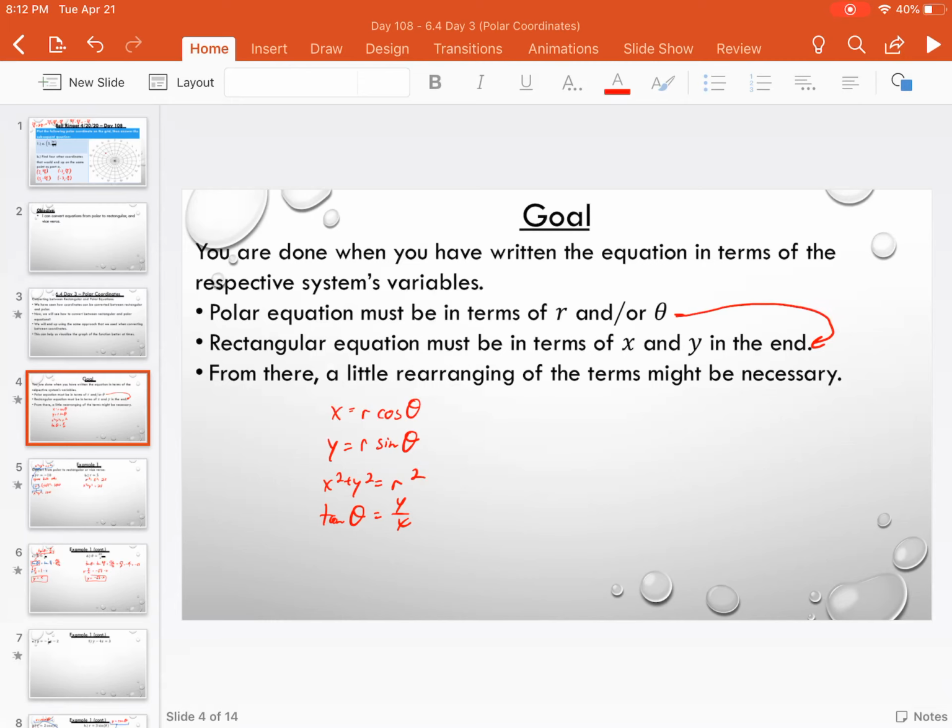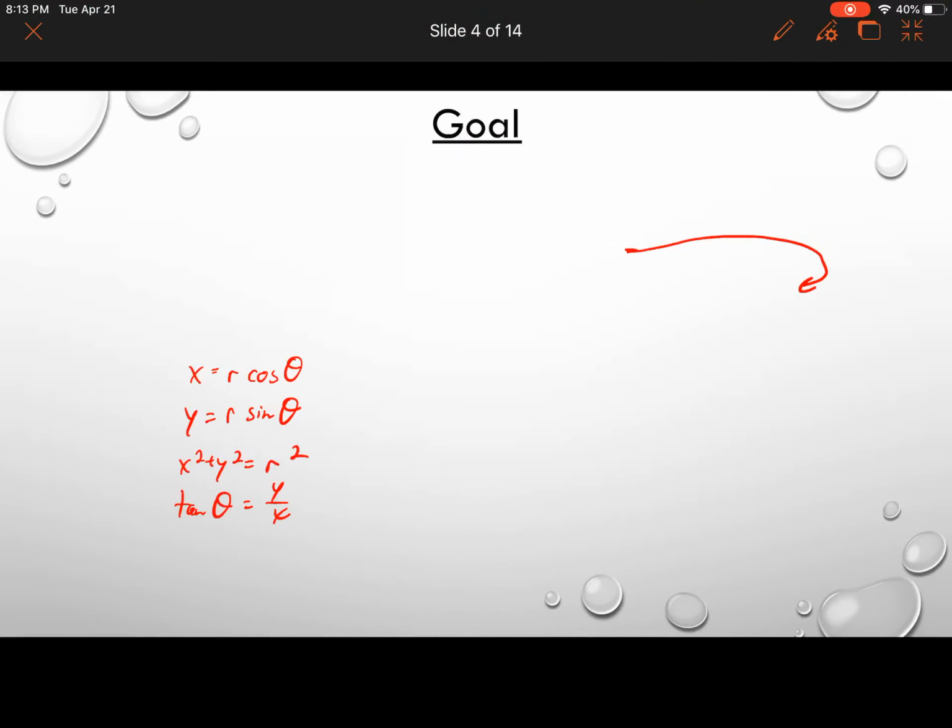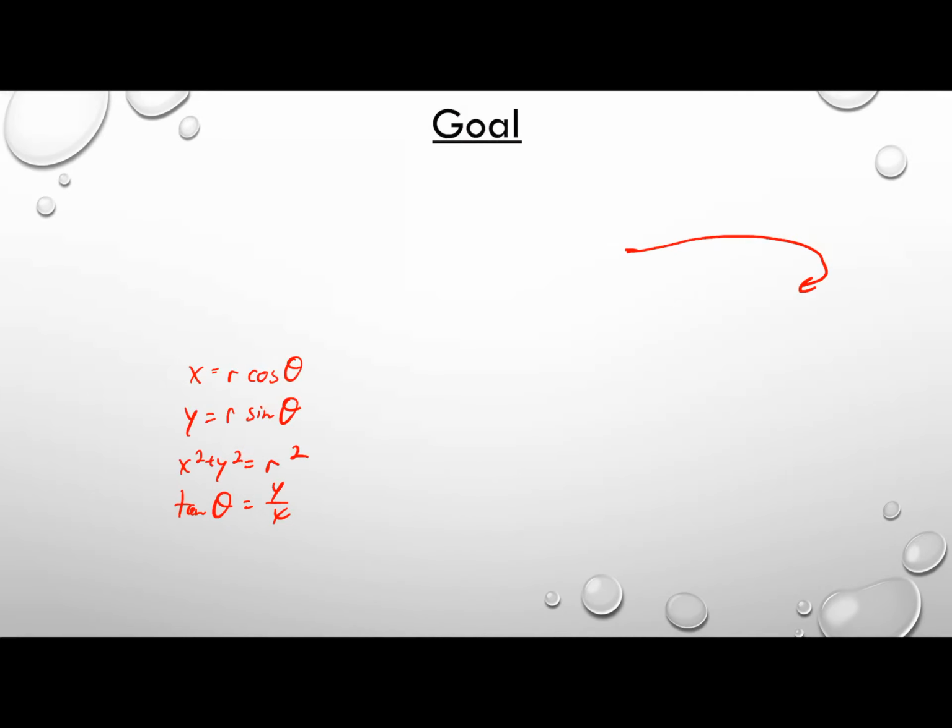In our previous lesson, we were introduced to how to convert a polar equation into a rectangular equation, that is, how to convert an equation written in terms of r and theta into an equation written in terms of x and y. Today we're going to do the reverse. We're going to look at rectangular equations and convert them to polar equations, rewriting equations in terms of x and y in terms of r and theta.